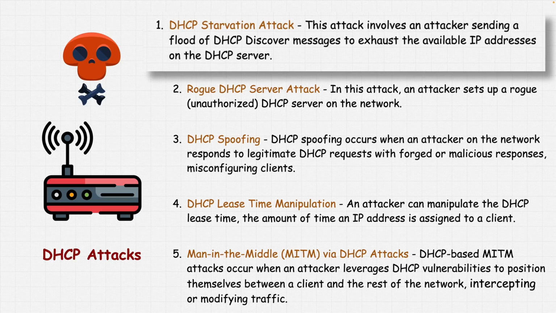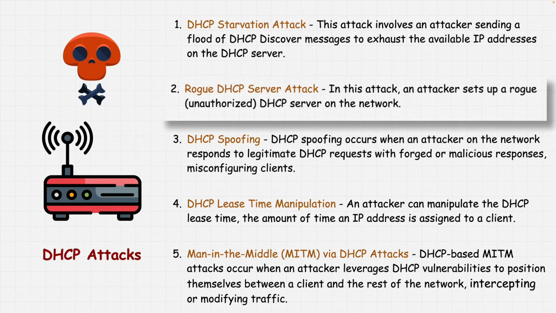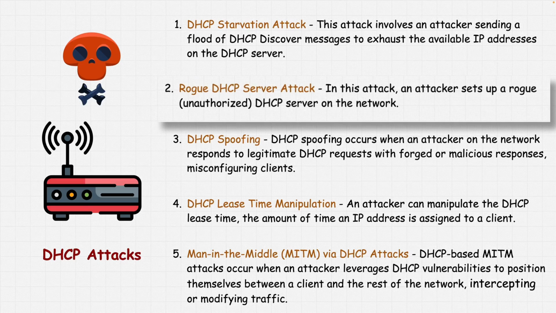The impact of this is that legitimate users cannot obtain an IP address, which leads to a denial of service on the network. It disrupts network availability for other users or services, rendering them unable to connect to the network. Another attack that you will hear about is the rogue DHCP server attack, and in this attack, an attacker sets up a rogue DHCP server, and rogue simply means an unauthorized DHCP server on the network.